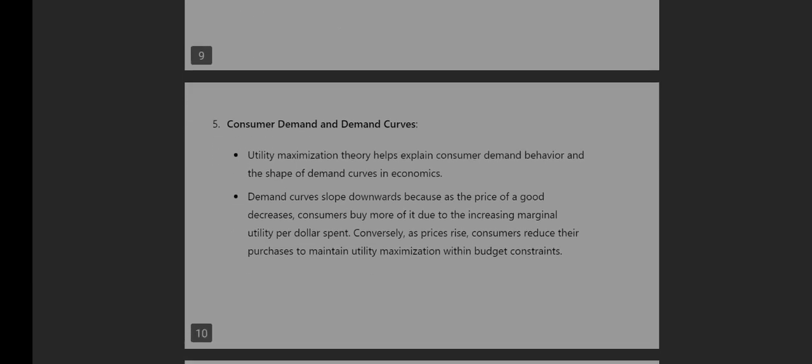The consumer demand and demand curves. The demand of goods and services are plotted in a curve to understand the necessity of the consumers in a better way. The utility maximization theory helps explain consumer demand behavior and the shape of demand curves in economics. Demand curves slope downwards because as the price of a good decreases, consumers buy more of it due to increasing marginal utility per dollar spent. Conversely, as prices rise, consumers reduce their purchases to maintain utility maximization within budget constraints.